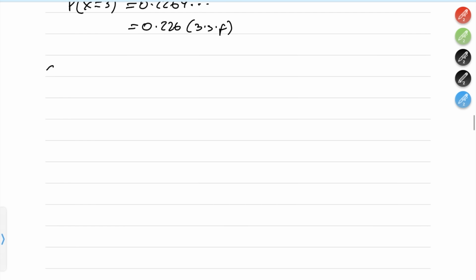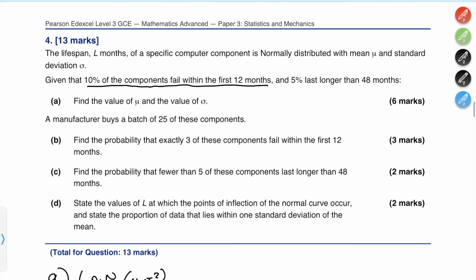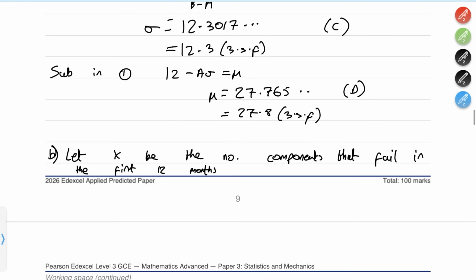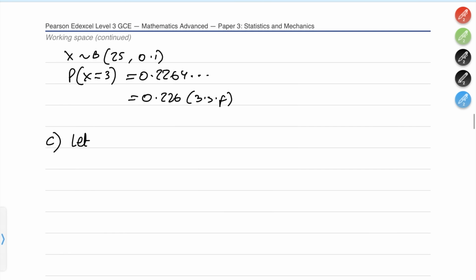So now part C, find the probability that fewer than 5 of these components last longer than 48 months. So again, we're going to redefine the variable. So let Y be the number of components that last more than 48 months.